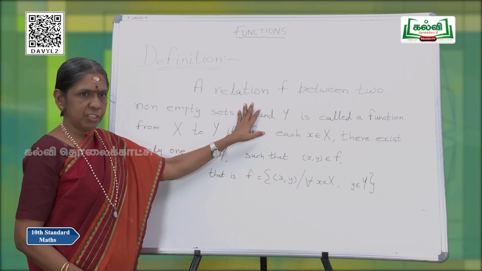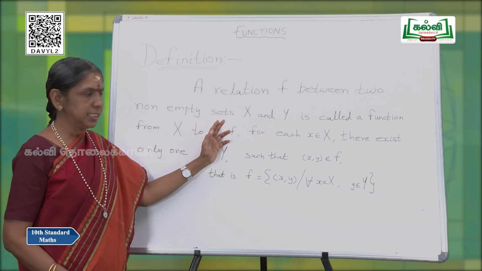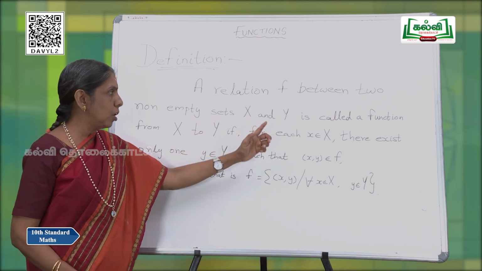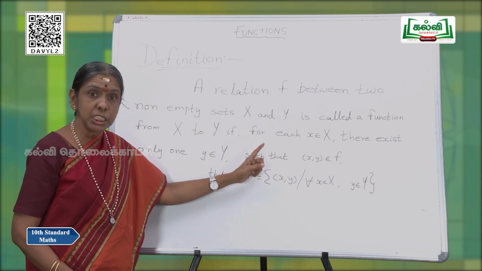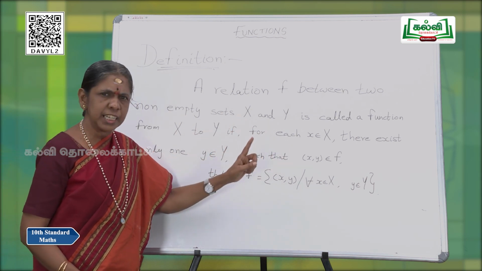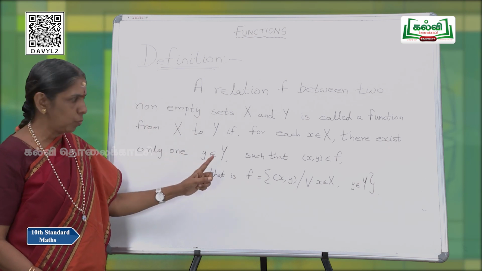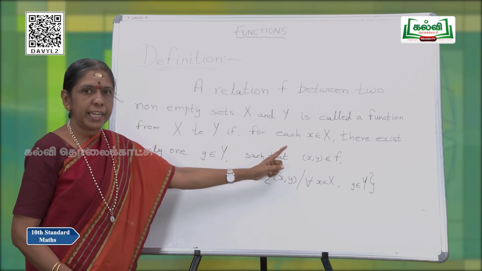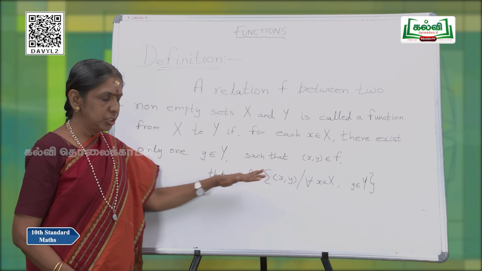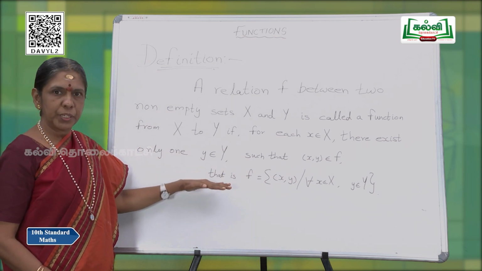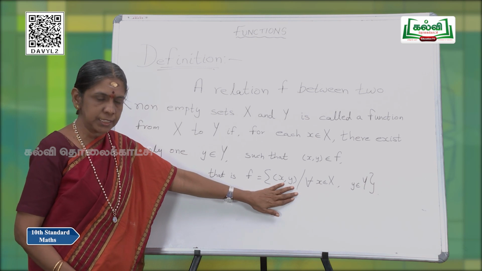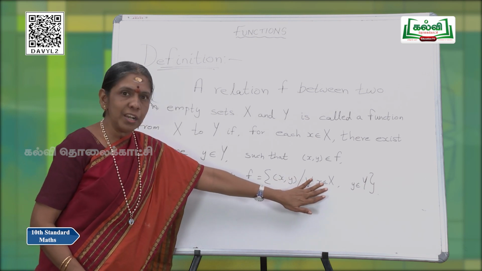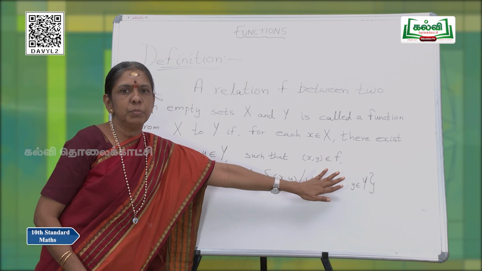A relation f between two non-empty sets X and Y is called a function from X to Y. For each x in X, there exists only one y in Y such that (x, y) belongs to f. So, in short we can say that f is equal to the set of all ordered pairs (x, y) such that for all x in X, y belongs to Y.